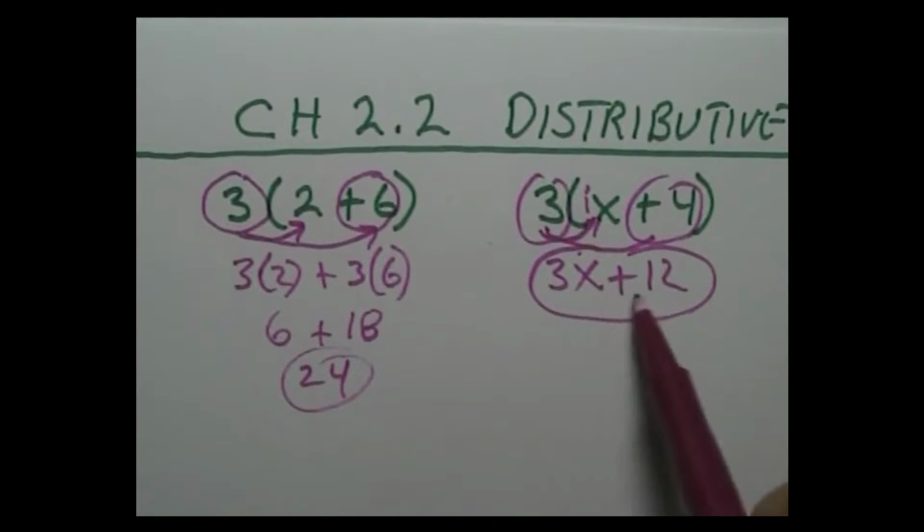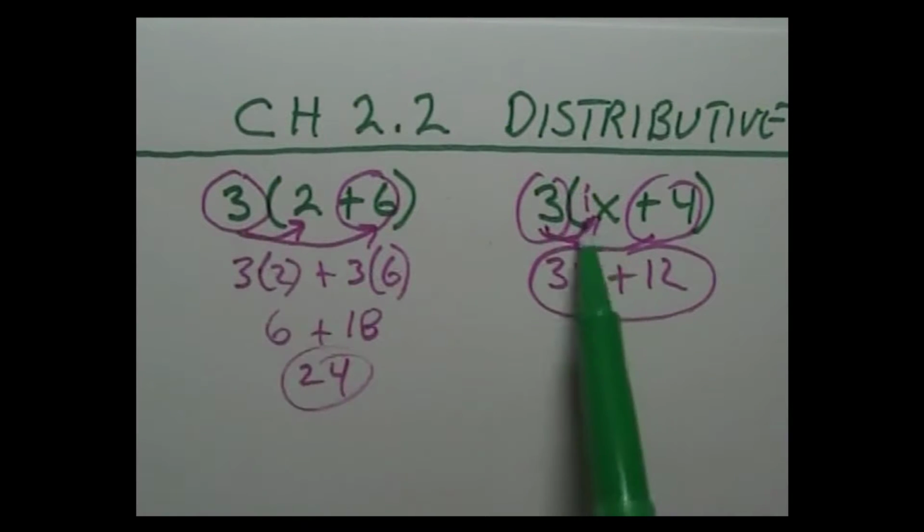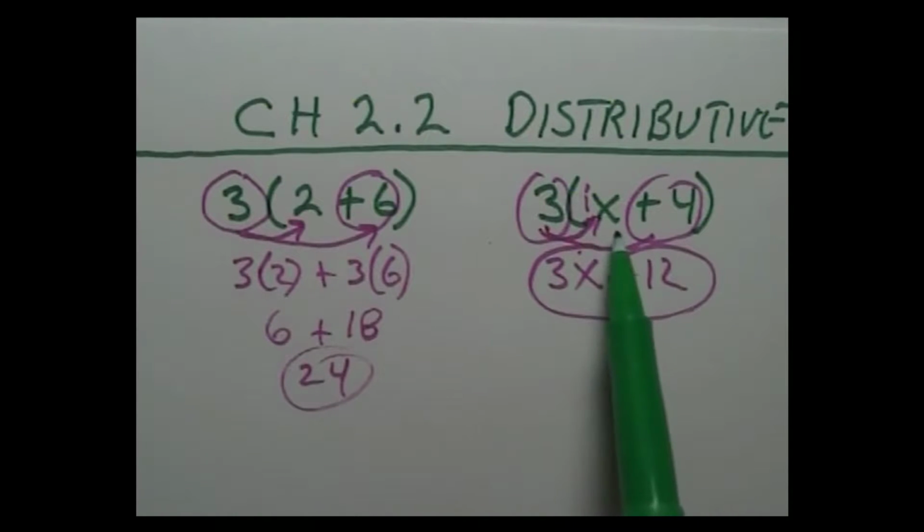So we'll make things a little bit shorter instead of doing the long way here. From now on, we're going to use the distributive property with variables involved. Not just numbers, but with variables.